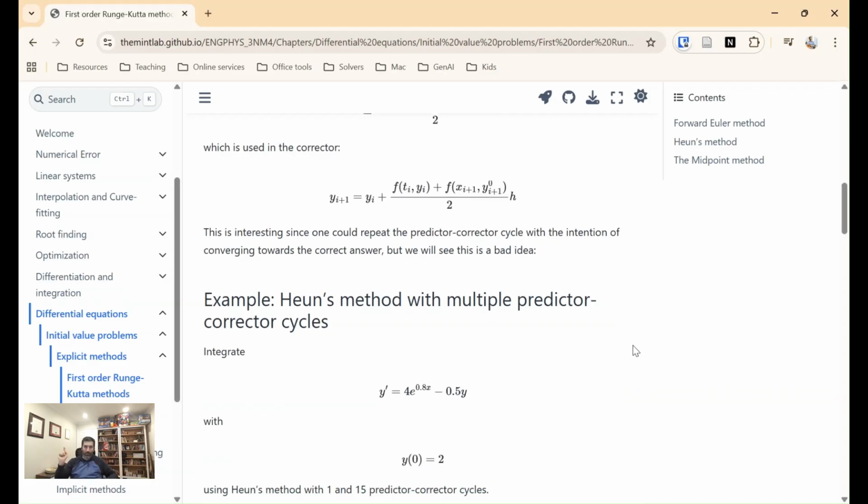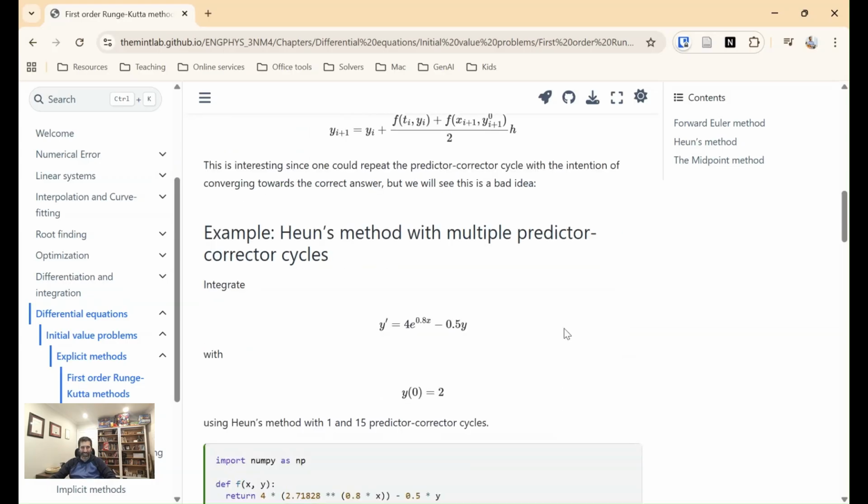The interesting thing about this, and some of you might say, well, gee, if I made a prediction and I corrected that, maybe I could use that as a prediction and make another correction, and use that as a prediction and make another correction, and I could get arbitrary accuracy, right? Thus solving all problems forever, right? No, not at all. Unfortunately, not so simple. Wen's method with multiple predictor corrector cycles.